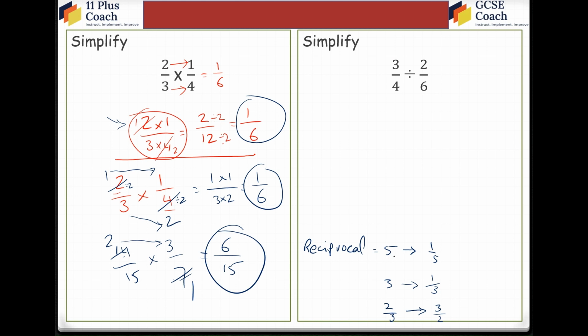What some people say is flip the number over. So you might be thinking, how do I flip 5? It becomes 1 over 5. Well, any whole number can be written as a fraction if you put 1 underneath it. 5 is the same as 5 over 1, and 3 is the same as 3 over 1.